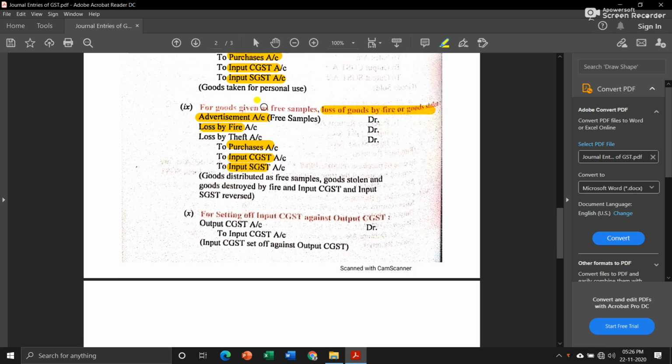Now after making all the entries related with various transactions, at the last we have to see how much amount of GST, that is CGST and SGST, we have collected, and how much amount of CGST and SGST we have paid while purchasing goods. In a business you are going to purchase goods from your supplier, then you will sell those goods to your customer. While purchasing goods from your supplier, you pay GST.